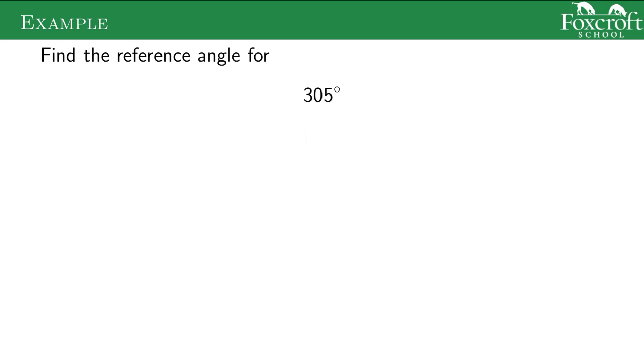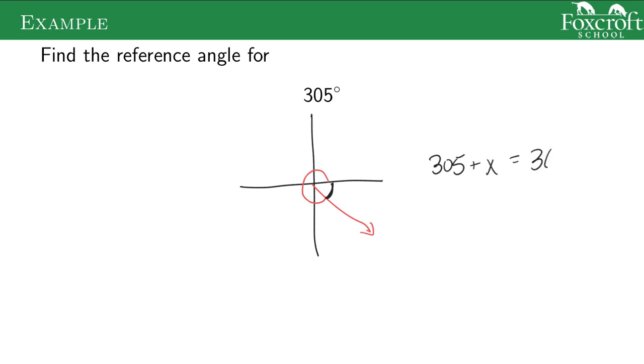All right, what's the reference angle for 305? 305 is between 270 and 360, so it's in quadrant 4. And my reference angle is that small angle there. And this is the one where you can see that together they create a full circle. So 305 degrees plus my reference angle equals 360. I subtract 305 from the other side, and I get 55 degrees. So my reference angle in this case is 55 degrees.